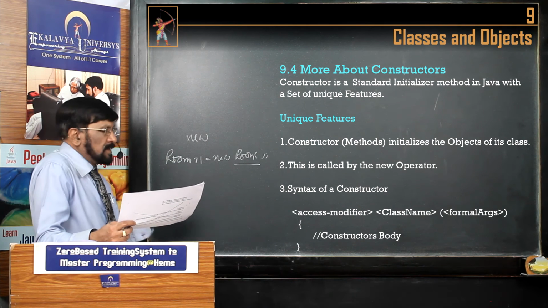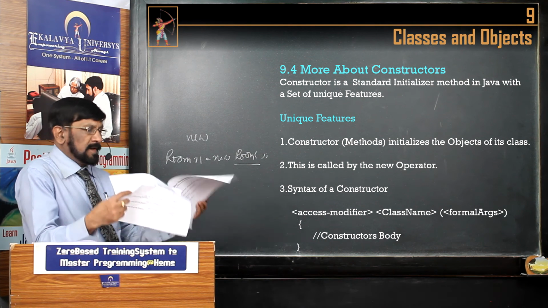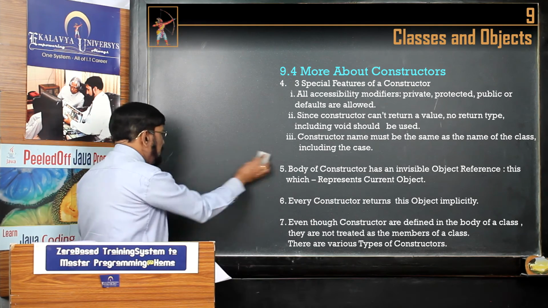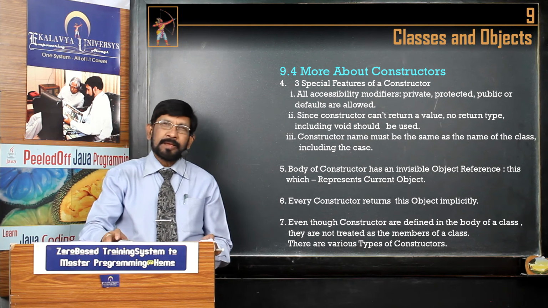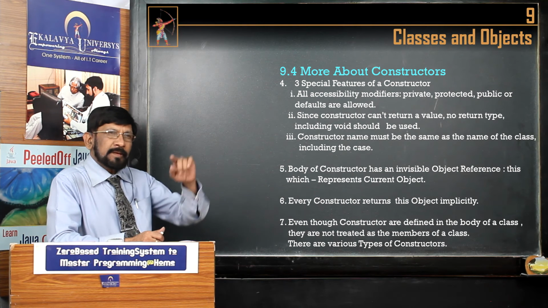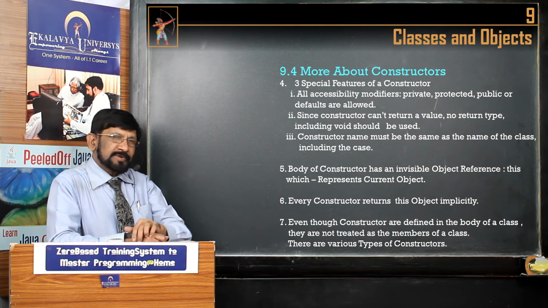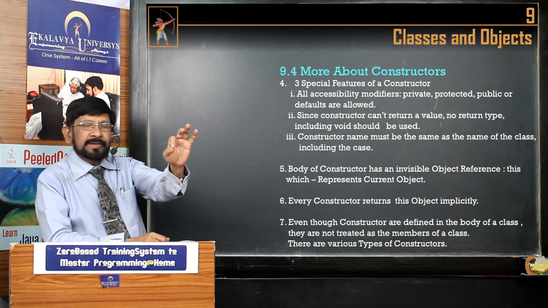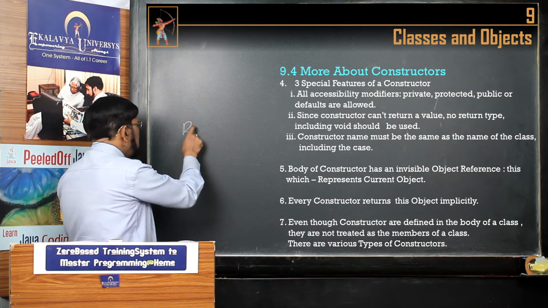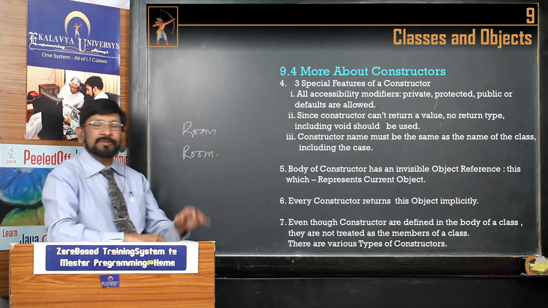First, you have to understand the general format of a constructor. Now, what are the special features? Actually, all Java constructors have three special features. The first and foremost one is that the constructor's name should be the corresponding class name only. In whichever class you are defining a constructor, the constructor name and class name should be one and the same, including case. Suppose the class name is Room, the constructor name also should be Room.